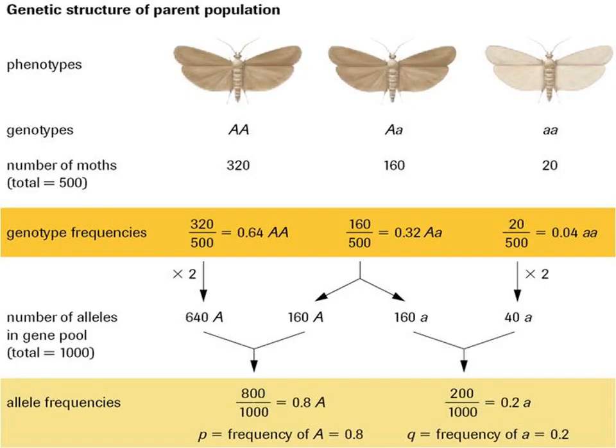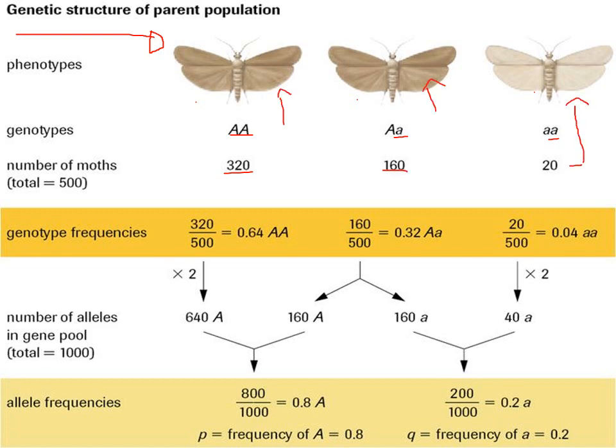So here we can see how to calculate, again, the allele frequencies and the genotypic frequencies. This is a great example to start with. I'll do some more examples with you in a bit, but just take a look at the phenotypes here. We have 3 phenotypes provided for our population, and we also have the genotypes, and the total number of individuals for each type of moth. So we have 320 of this one, 160 of this one, and then 20 of this one.